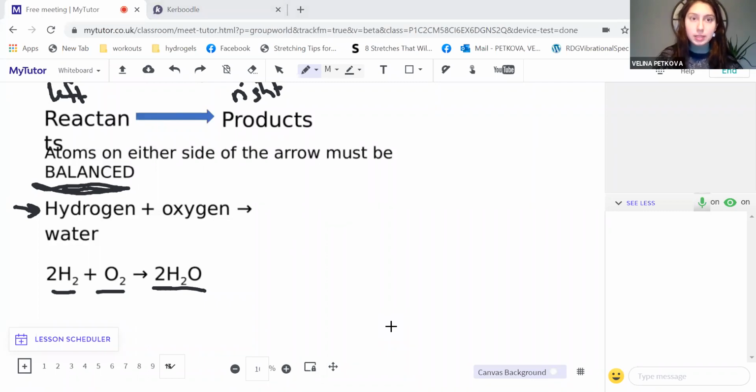We're going to be doing balancing now. Is this for all exam boards? Yes, you need to know this in all chemistry GCSE.